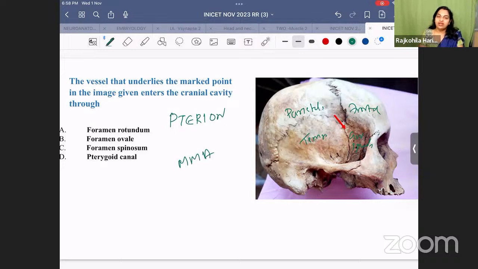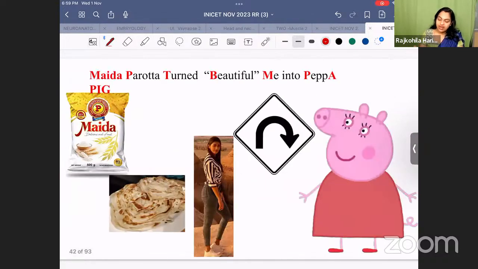They didn't ask you that. Here they've asked, how does this vessel enter the cranial cavity? Through which foramen? The middle meningeal artery, along with the nervus spinosum, enters through the foramen spinosum. Rupture of the middle meningeal artery will lead to extradural hemorrhage, extradural hematoma, right?